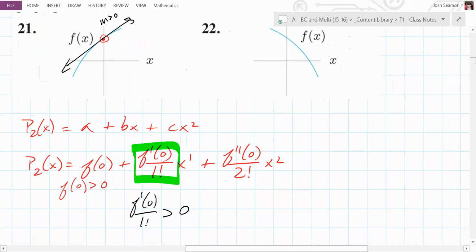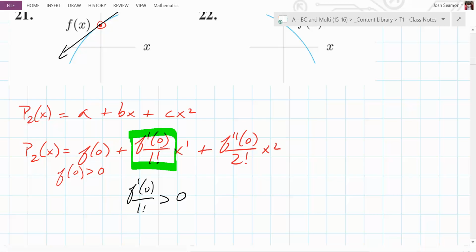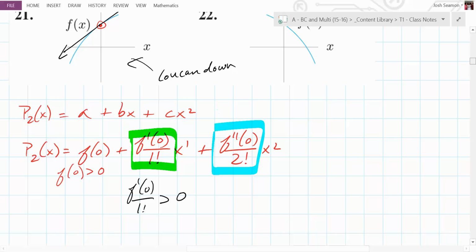Positive. Second derivative, that has to do with what? Concavity. This is concave what? Down. So concave down, what does that mean about the second derivative? Negative, right? So we can say definitively that f double prime of 0 is less than 0 because it's concave down.